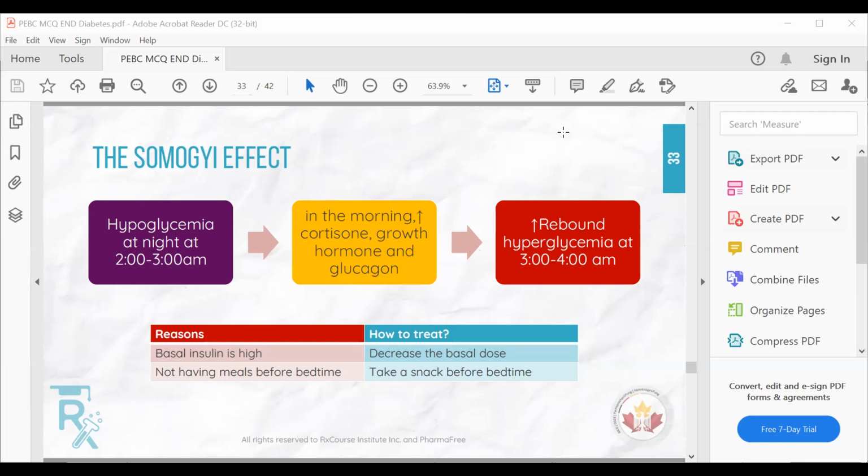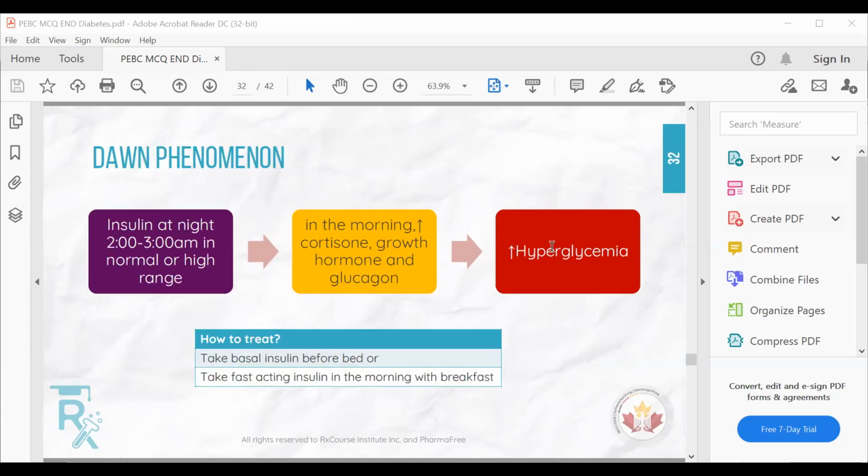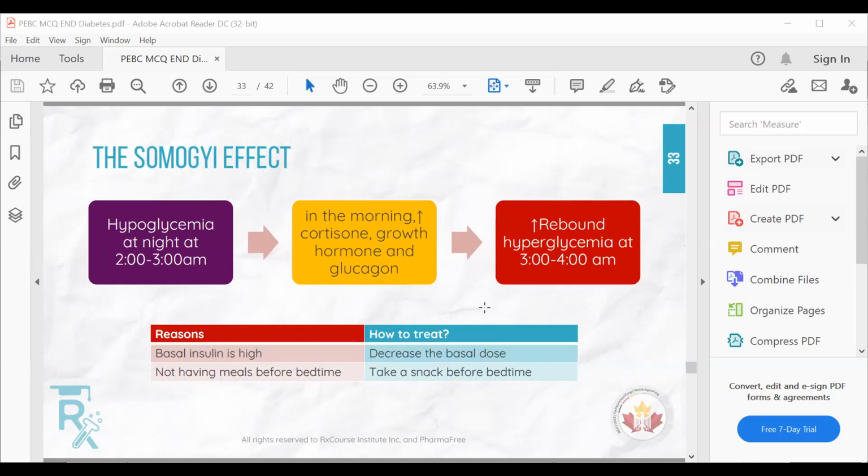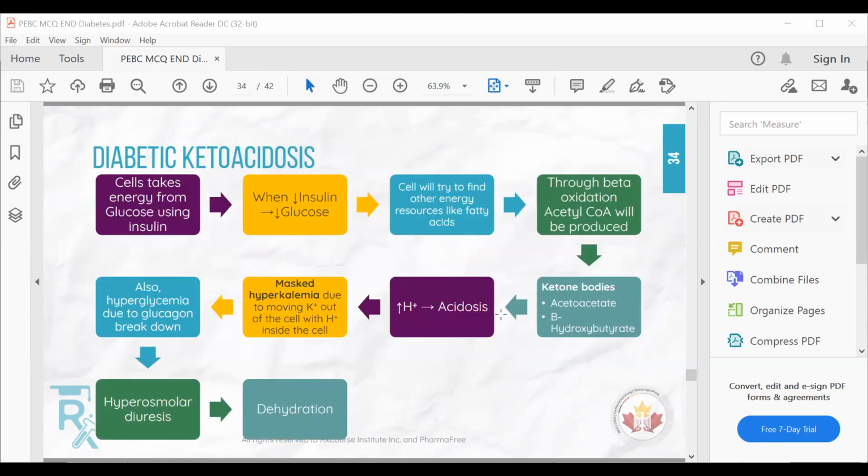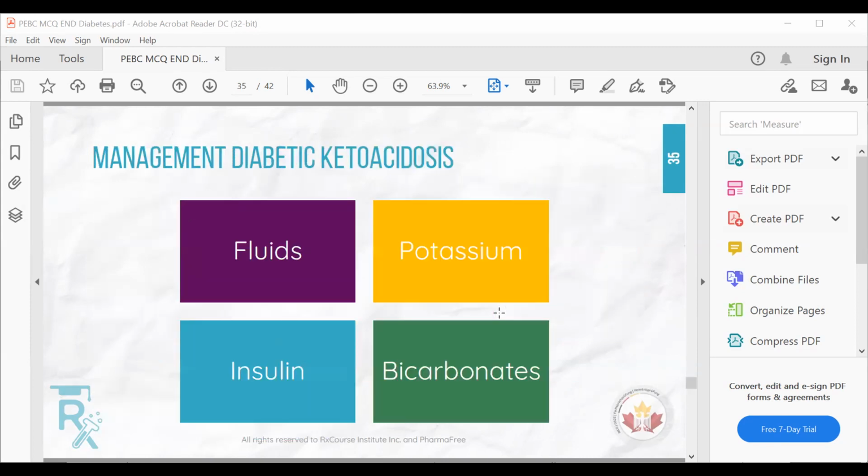On the other hand, if it's dawn phenomenon, it means that it's a kind of normal thing. There is no hypoglycemia during the night. It's only hyperglycemia in the morning. So to control this hyperglycemia, I can either delay the basal insulin to be right before bedtime, or ask the patient to take the fast-acting insulin in the morning with breakfast. So the dawn phenomenon is somehow simpler than the Somogyi effect. Okay, we need to differentiate between them, and we need to know how to deal with them.